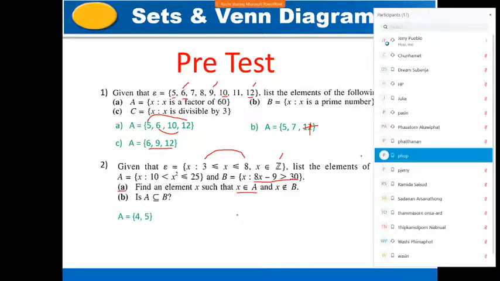Set A is 4 and 5, right? It's 4 and 5. Set A is 4 and 5.